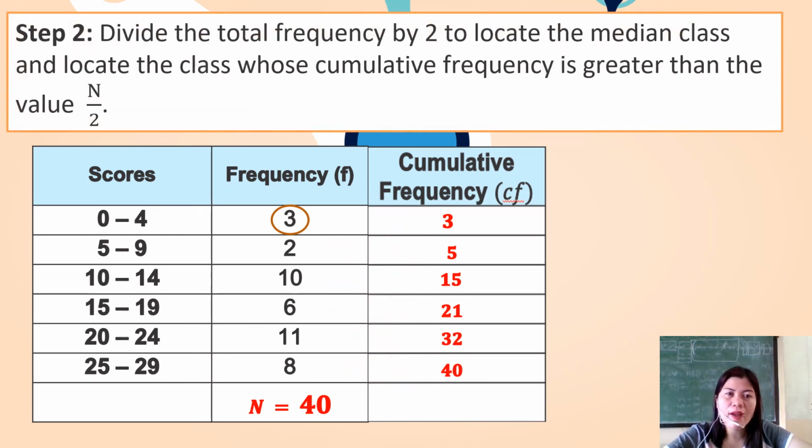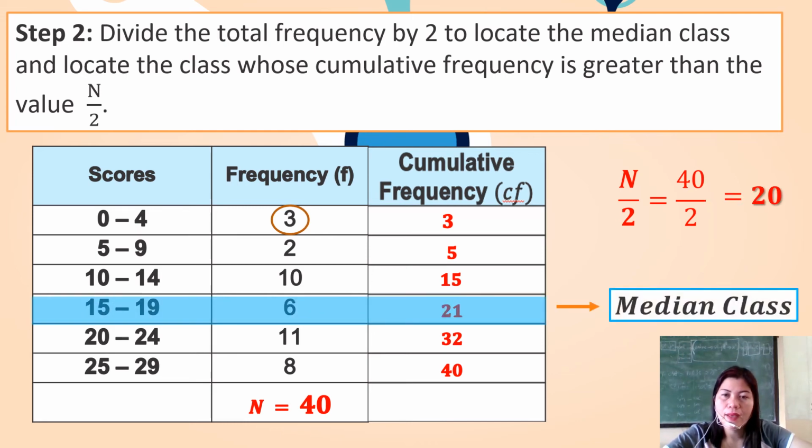After that, divide the total frequency by 2 to locate the median class, and locate the class whose cumulative frequency is greater than the value n over 2. You just simply divide this. 40 divided by 2, that is 20. And now, this is our median class.